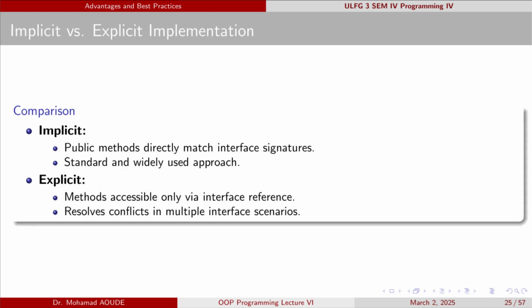There are two main ways to implement an interface. Implicit, just write public methods that match the interface. This is the common approach. Explicit, you fully qualify the method with the interface name. This hides the method from normal access. It can only be called via the interface reference. Explicit implementation is useful when resolving method name conflicts or when you want to control exposure.